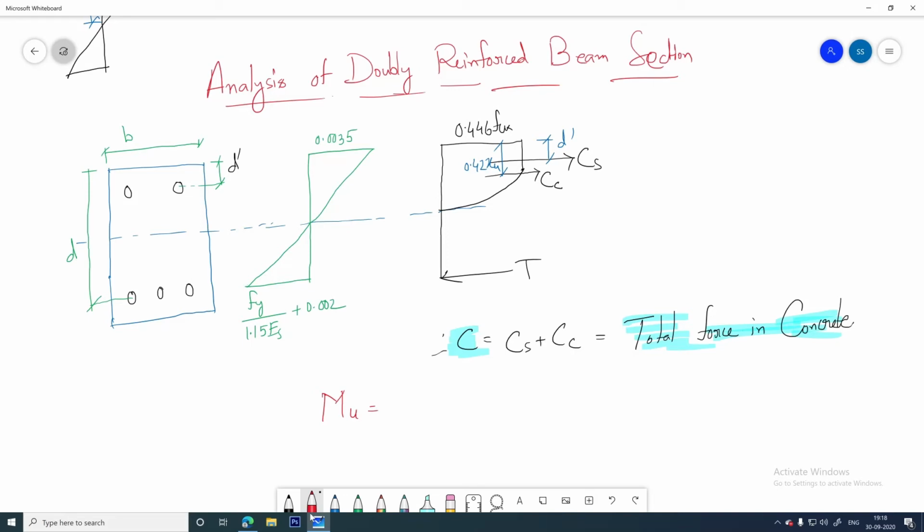So if we consider the first one, maybe this one, CC, so CC into the lever arm, and what is that lever arm? That lever arm is this one, okay, and when you consider the CS, the lever arm will be this one. So you can write CC into (d minus 0.42 xu) plus CS into (d minus d dash). Okay, is it clear to all of you?